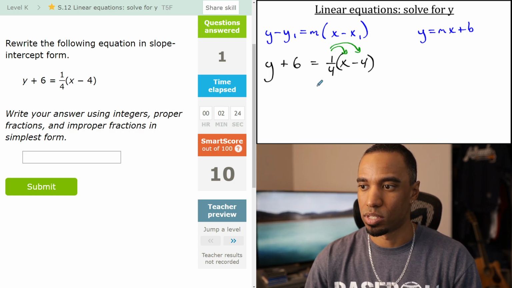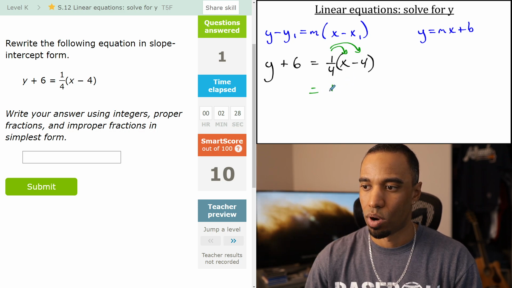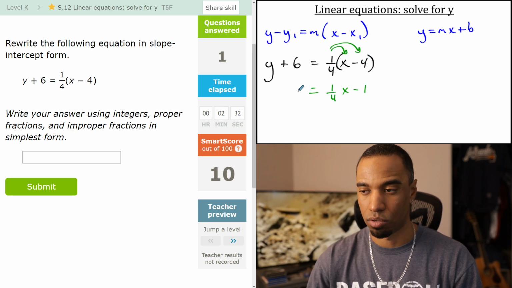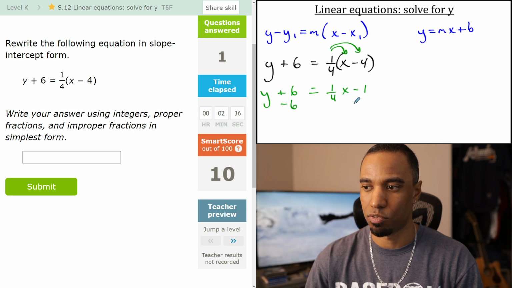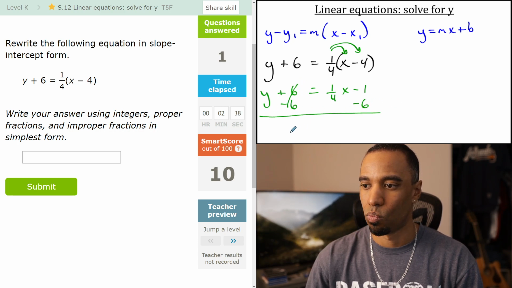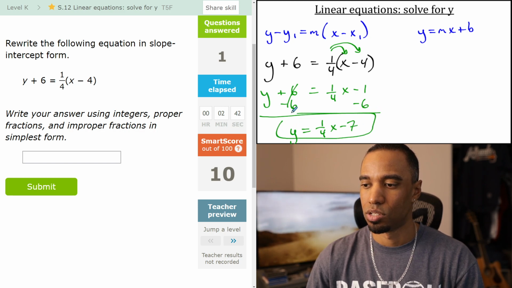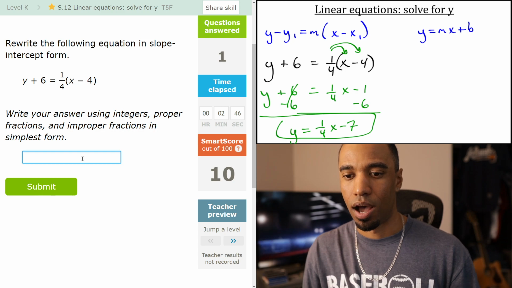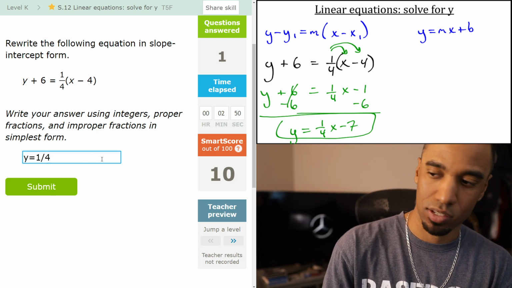1/4 x minus 4, once again, is 1/4, no parentheses, 1/4 x minus 1. A fourth of negative 4 is negative 1. So I got y plus 6 equals 1/4 x minus 1. Subtract 6 from both sides, and we get y equals 1/4 x minus 7. So that's going to be my equation here. So again, if I keep writing it, guys, I'll be here all day. That's why it's extra credit for my students. Y equals 1/4 x minus 7.